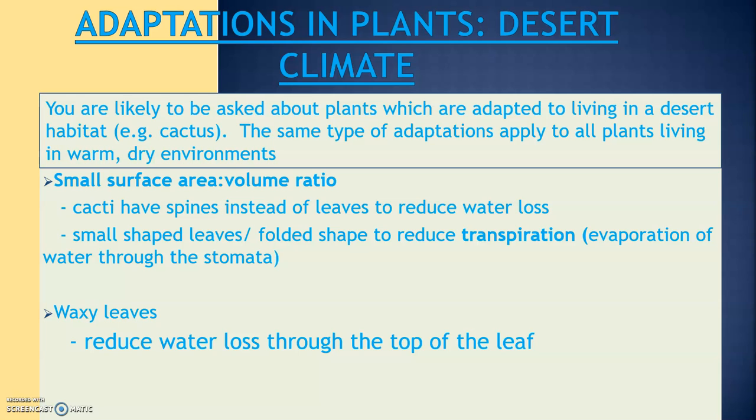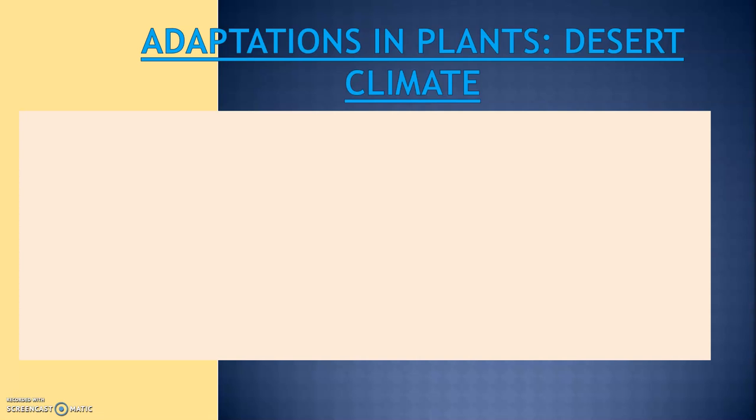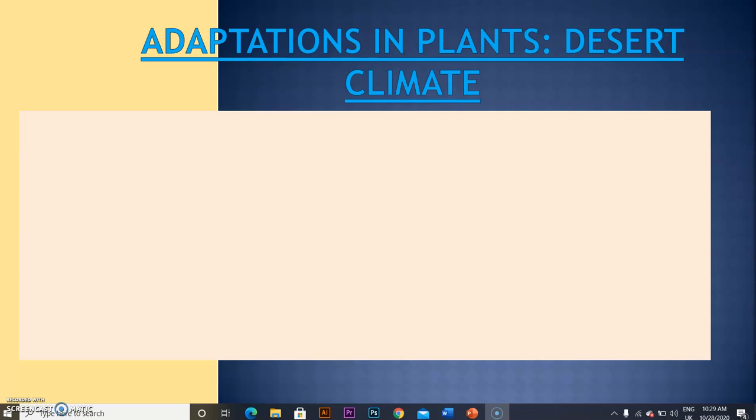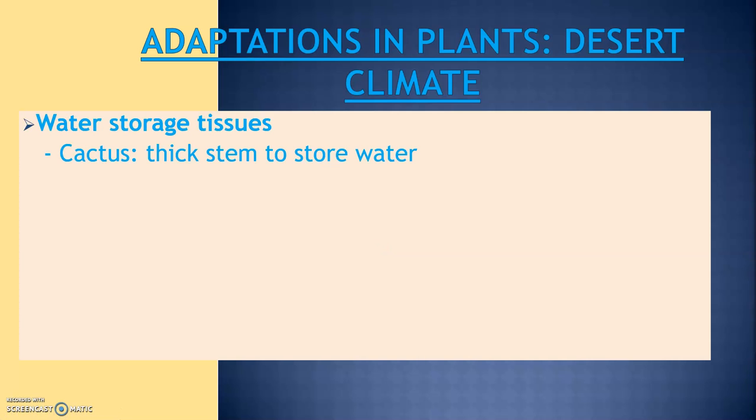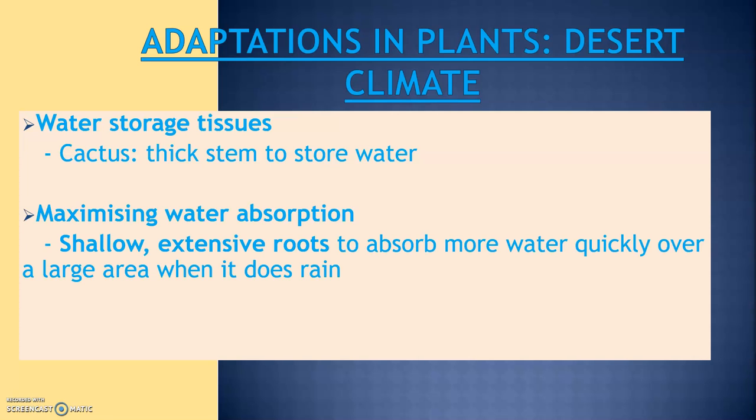All right, just to continue with the adaptations in plants in desert climates. So, water storage tissue, such as the cactus's thick stem to store water. These are some of the things it's got. Maximizing water absorption, like shallow, extensive roots to absorb water more quickly over a large area when it does rain. So remember, it wants to keep as much water as possible to survive. Also, deep roots to access underground water.